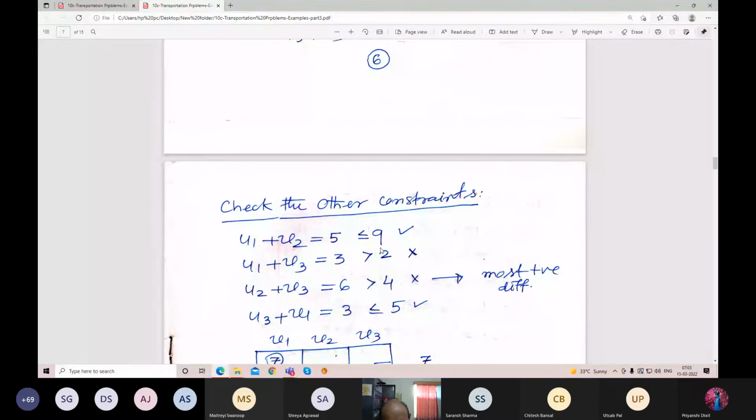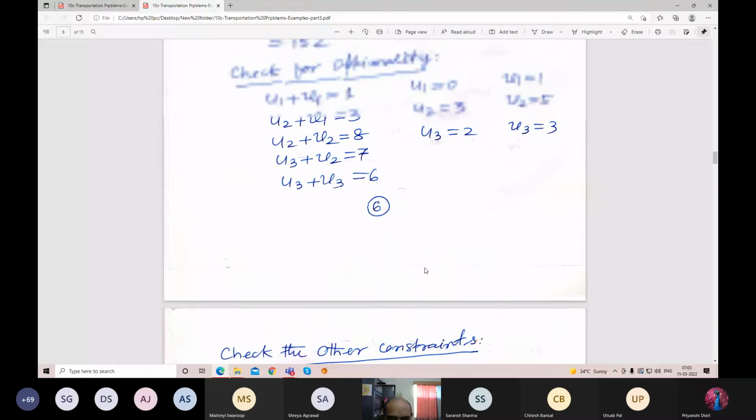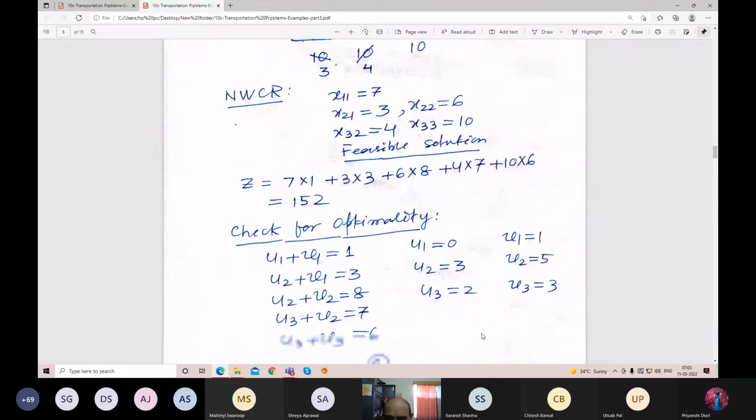So the first one is fulfilled. The second one is not fulfilled. The third one is not fulfilled. And the last one is fulfilled, U3 plus B1. So U3 plus B1 equals 3. So it is less than or equal to 5. That is fulfilled, you can see here. Okay.